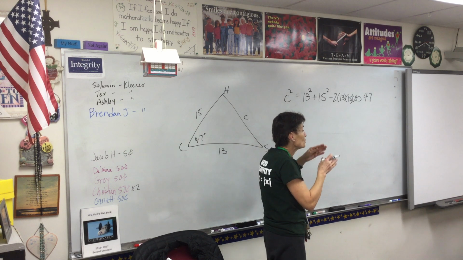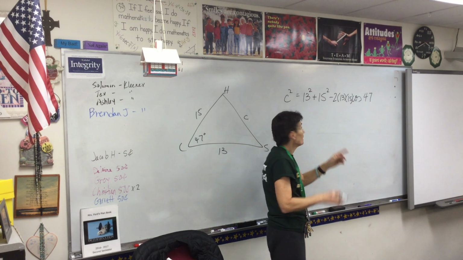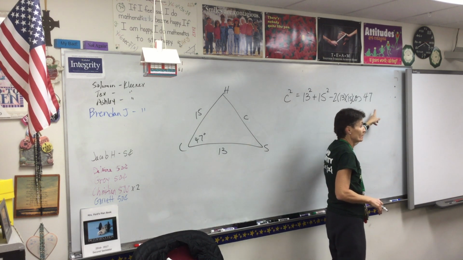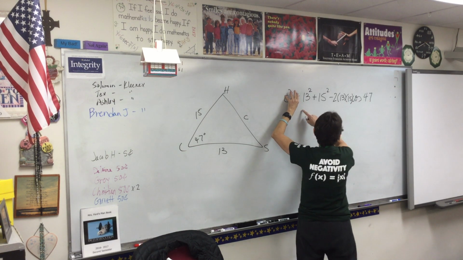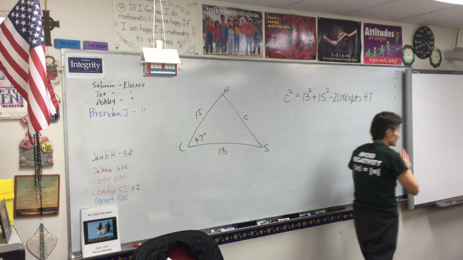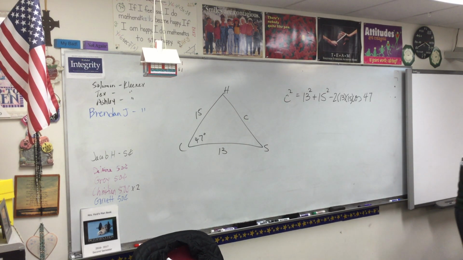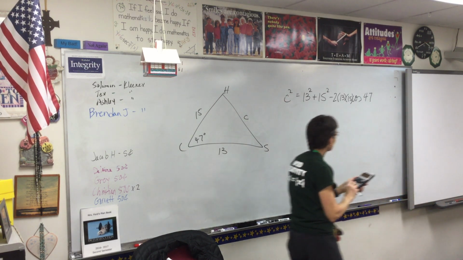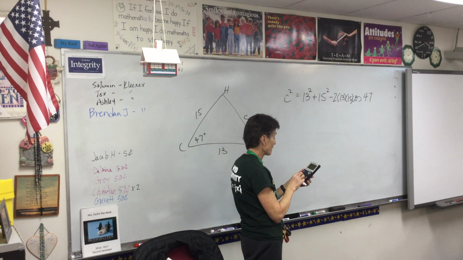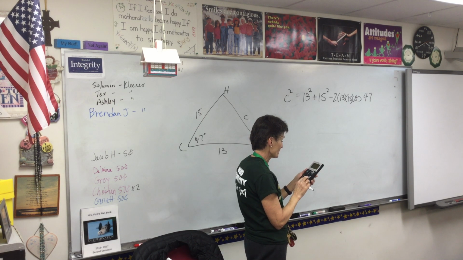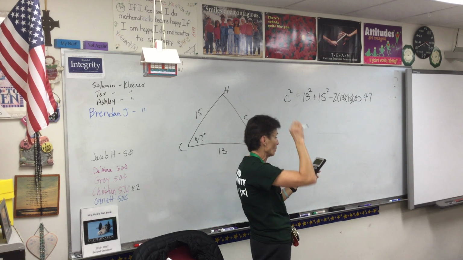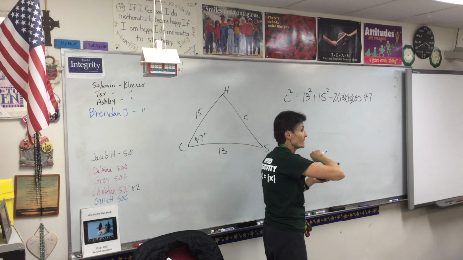So if you want to do this in steps, you can, but you can also just type that straight in. Since you are solving for C and it's already over here by itself, you can just type in exactly what you wrote. Or you can do it in pieces, whatever's easiest for you. So I'm going to type 13 squared plus 15 squared minus 2 times 13 times 15 times cosine 47 equals. Did you get 128?